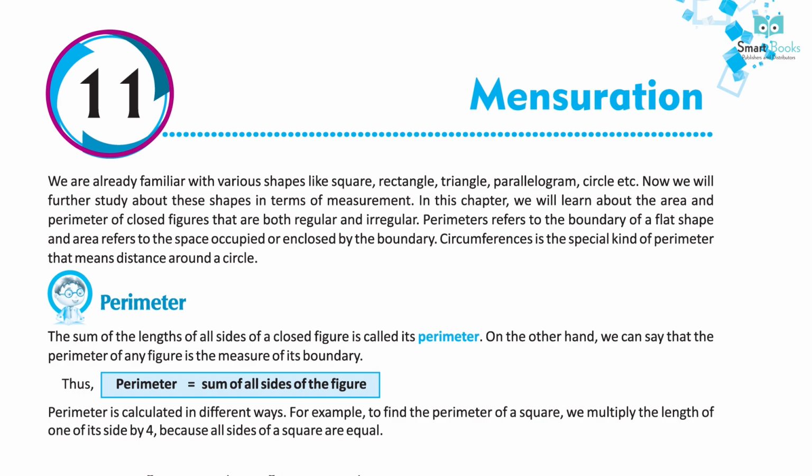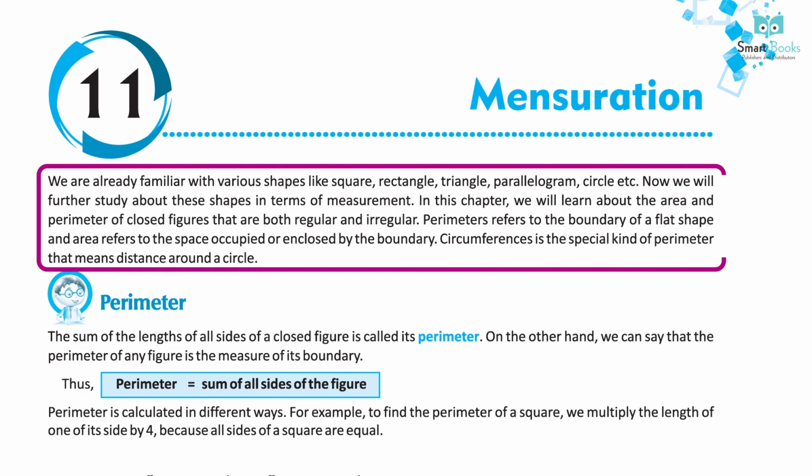Chapter 11 Mensuration. We are already familiar with various shapes like square, rectangle, triangle, parallelogram, circle, etc. Now, we will further study about these shapes in terms of measurement. In this chapter, we will learn about the area and perimeter of closed figures that are both regular or irregular.